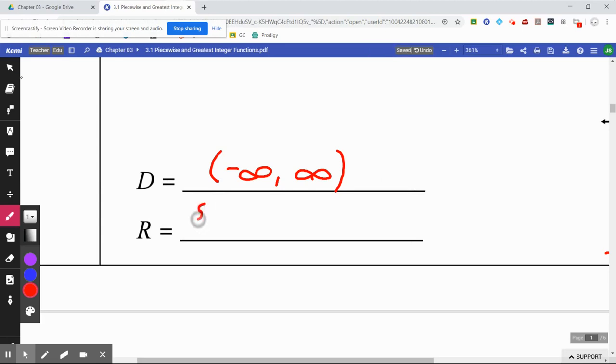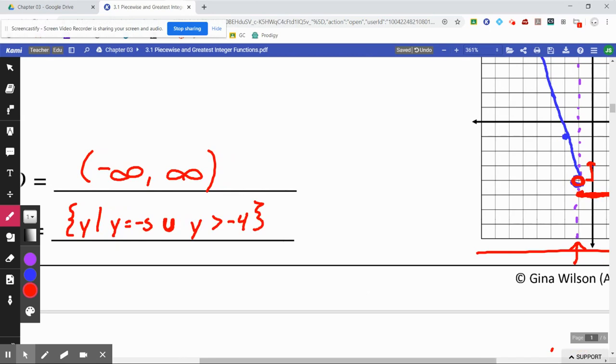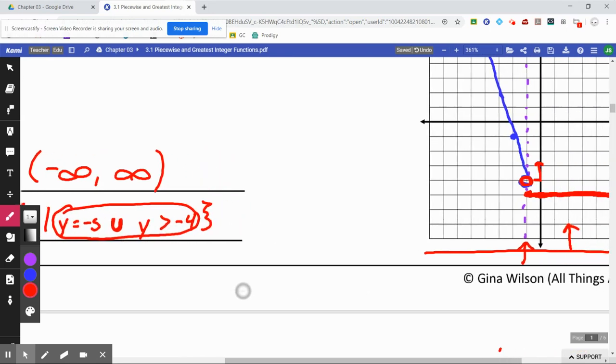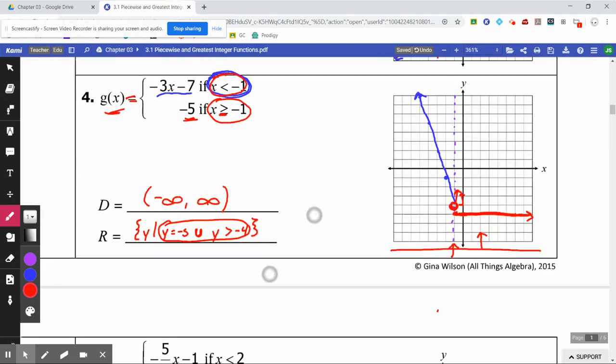My range is the set of all y's such that y is either equal to -5 or, remember the union symbol, y are values greater than -4. So y can be one or the other, either, and you could just give me this part and I would mark it right. Y is either -5 or -4 and above is what that says.